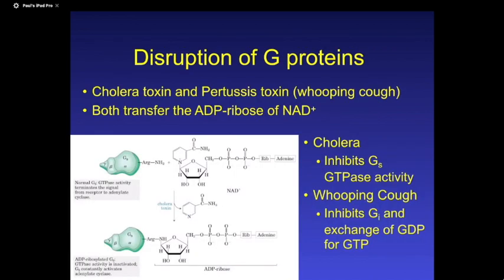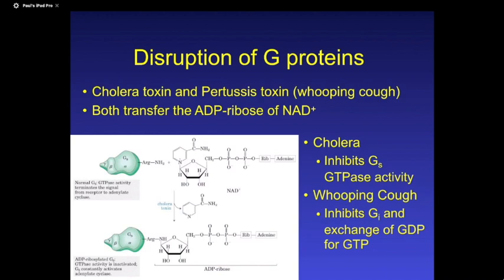All right, there are some bad diseases associated with this that actually affect the G proteins, both cholera and whooping cough. Cholera inhibits the GTPase activity, and so in that case, it will make the alpha subunit always, or constitutively, active. This is not a good thing.